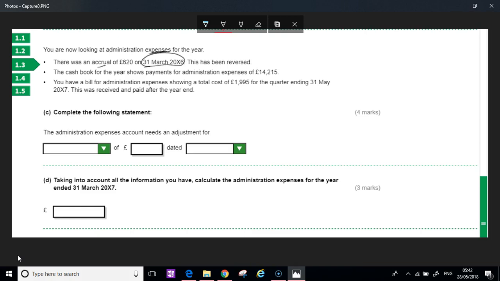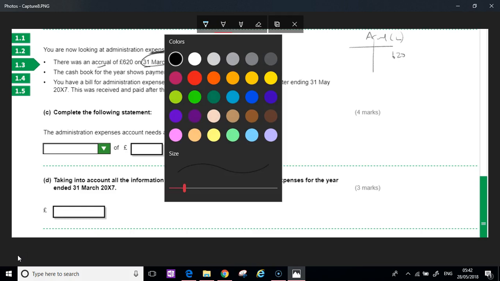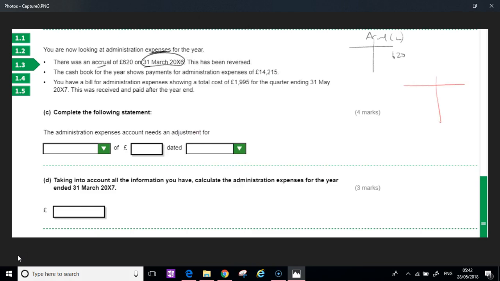It says you are owing 620 at the year end. This has been reversed. What does that mean? So at the year end, you had this accrual. You were owing. You had this liability of 620. It says this has been reversed. What does that mean? I'm going to use a different pen color. This means that when we start the new year, when we have admin expenses, to be reversed means to transfer this, to reverse this.